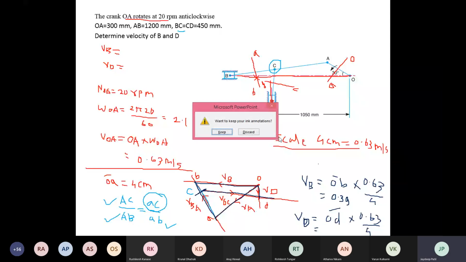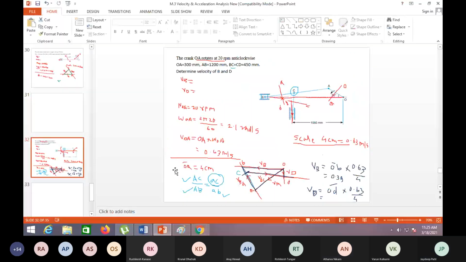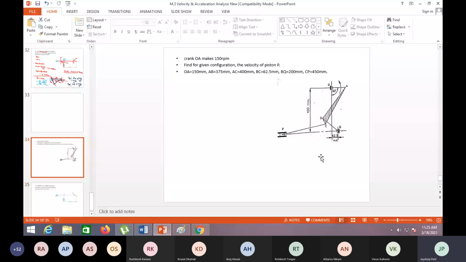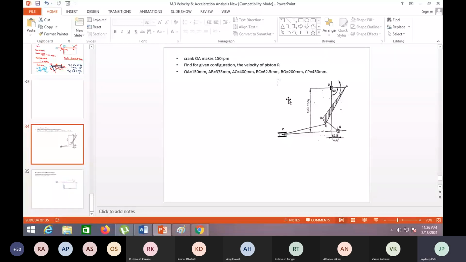Are you all understanding? Yes sir. Now, in the next lecture, be ready with this figure. We will finish this problem within 15 to 20 minutes and then we can go to the next point, acceleration. If possible, we will take an extra lecture on Saturday. Okay, now you can leave.